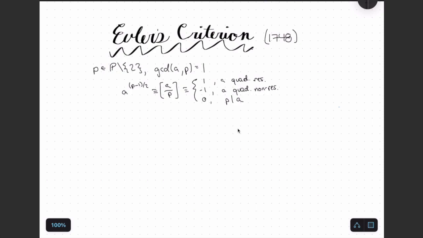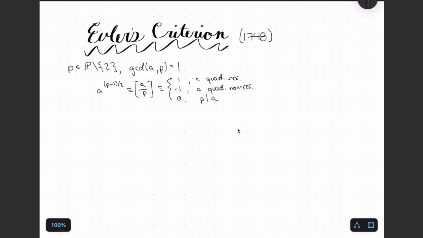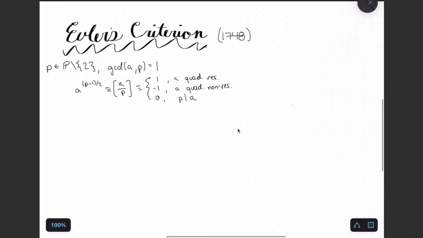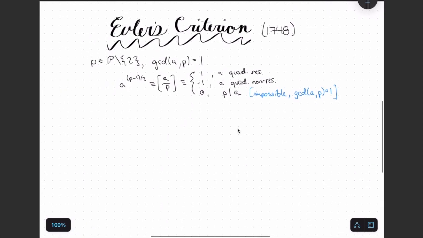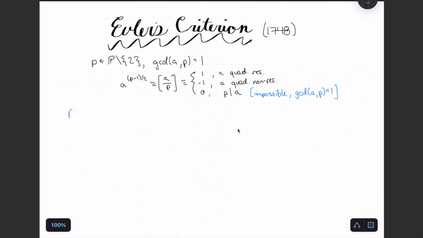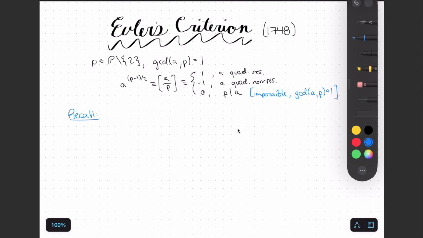However, since the GCD of a and p is equal to 1, this is an impossible case, because if p truly divided a, the GCD would be equal to p. Now, quickly, we're going to recall a couple earlier results.